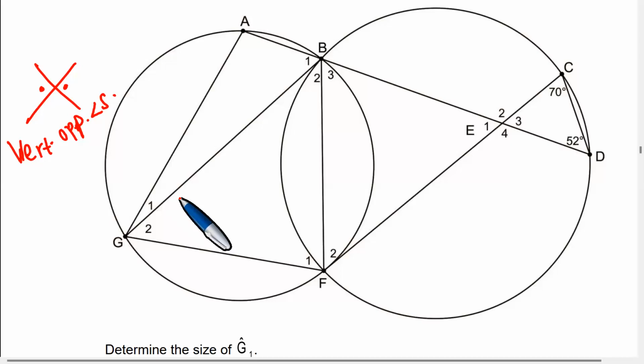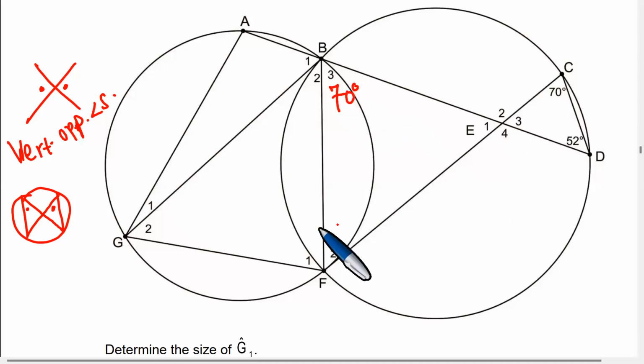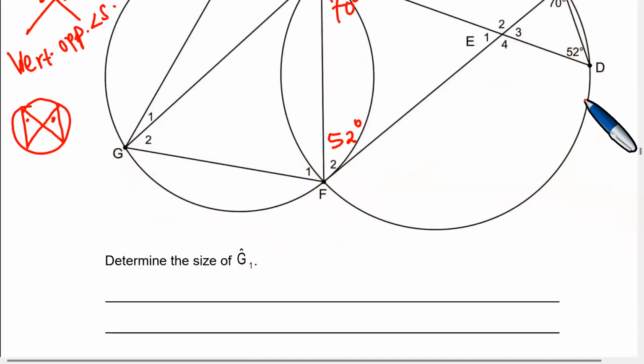Obviously we want to find the size of the angle G1. First things first, we realize that this angle here is equal to this one, because if you have a circle like this, and a butterfly like this, this equals this. These are angles in the same segment. So if this is equal to this, this must be 70 degrees, and this must be 52 degrees. So first we realize that the angle B3 is equal to 70 degrees.